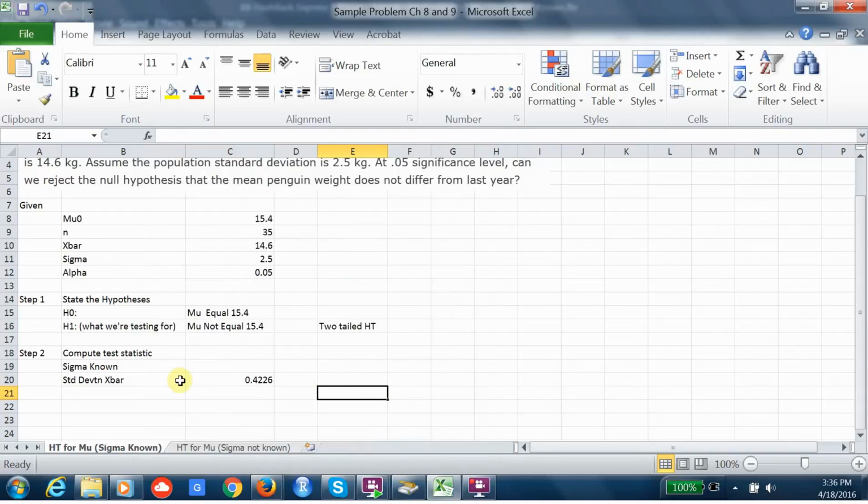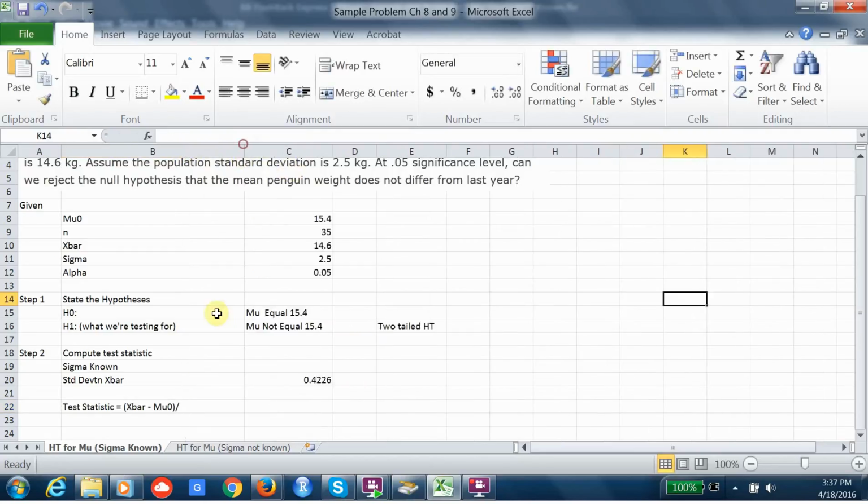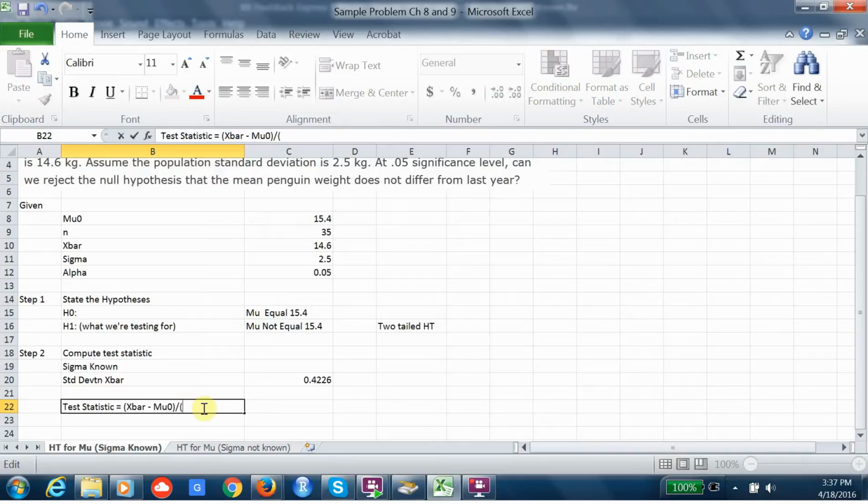Okay, so that's my standard deviation of x bar. So now my test statistic is always going to be the same. My test statistic is just equal to x bar minus mu naught. In other words, I'm seeing how far my estimate from mu actually varies from what I think mu is, divided by whatever I'm taking the standard deviation of x bar to be. Here I actually know what it is.